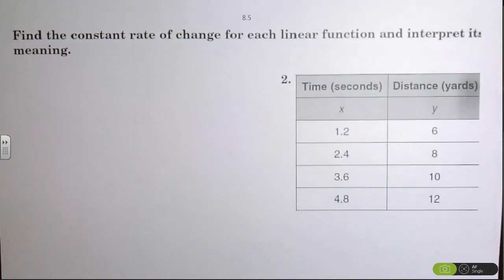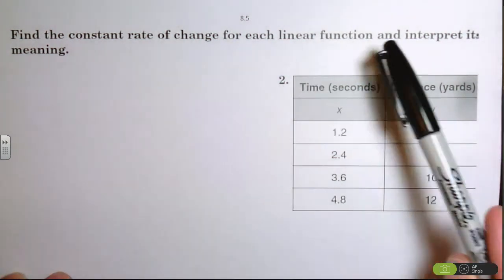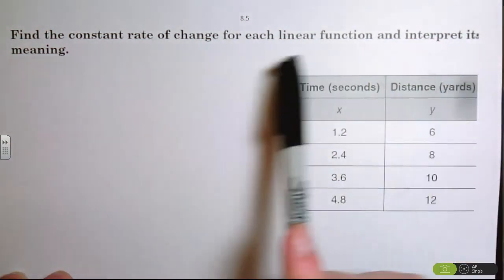So here are the supplemental problems from section 8.5 for pre-algebra. It's from the homework worksheet you've got. I'm just going to do number 2, and I'll do both parts for 2 and 4 because they both relate to it. It says find the constant rate of change for each linear function and interpret its meaning.